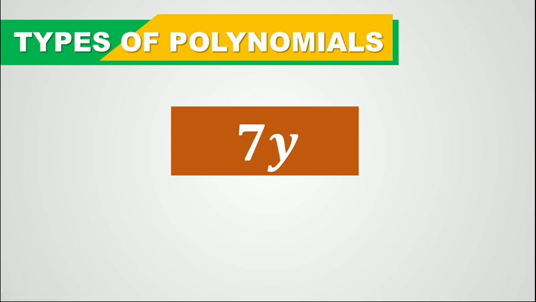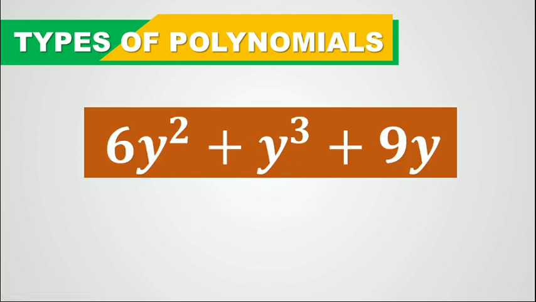How about this one? 7y. This is a linear monomial. Why? Because the highest exponent is 1. 1 lang man ni. So, dili man ni 0, but it's 1. And then, there is just one term. So, 7y. So, therefore, this is called linear monomial. How about this one? 6y squared plus y cubed plus 9y. So, it's cubic trinomial. Why? The highest exponent is 3. Dara, 3 ang pinakataas. Dako pa man yung 3sa 2. So, it's cubic. And there are 3 terms. So, that's why it's called trinomial.